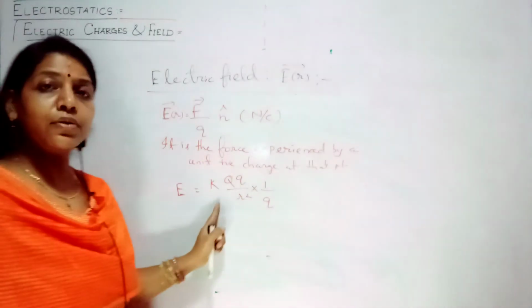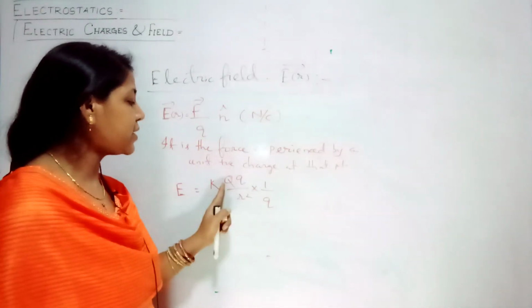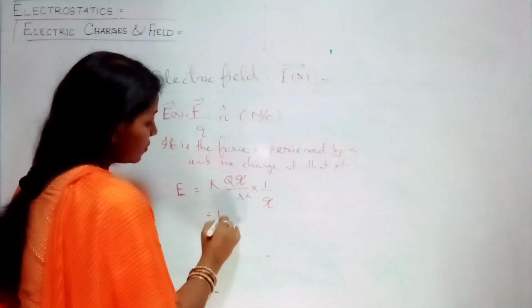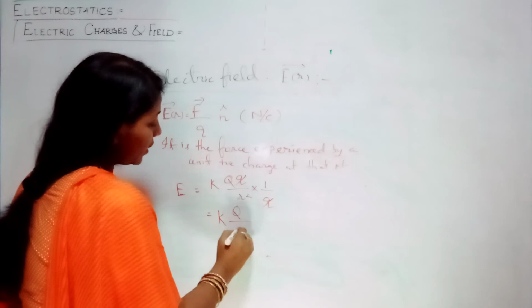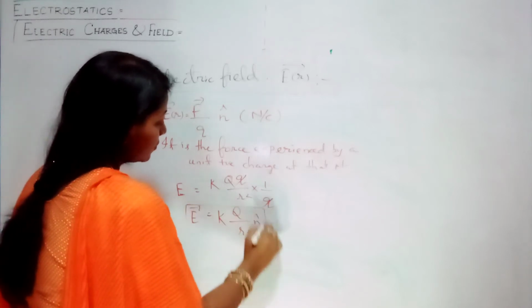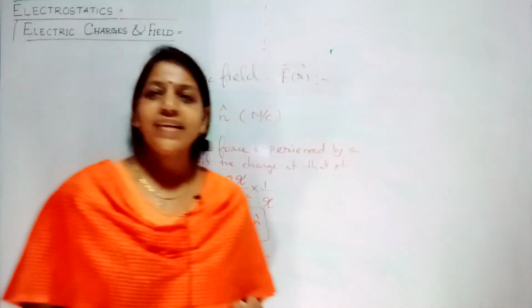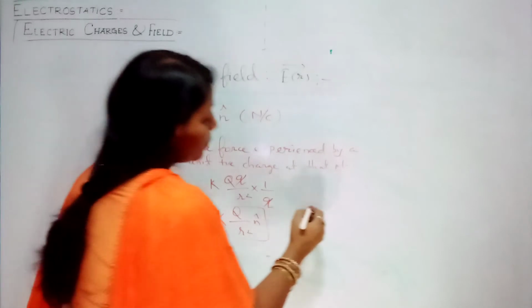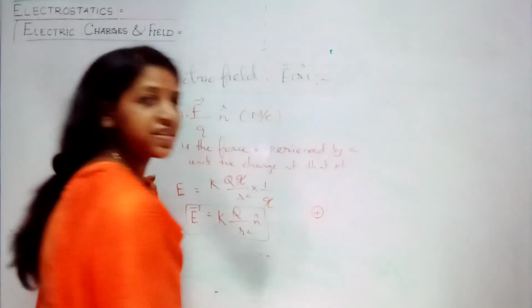We know F equal to Q1 Q2. I am considering two different charges, so capital Q, small q. Now this q gets cancelled. So E also equals KQ by R square, n cap. Clear? Now one more important thing is, suppose there is a positive charge.